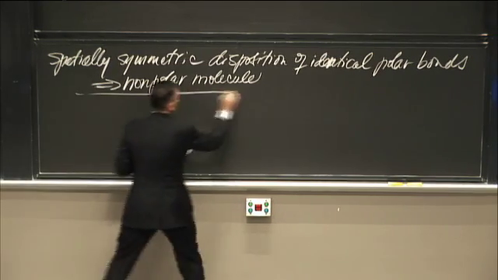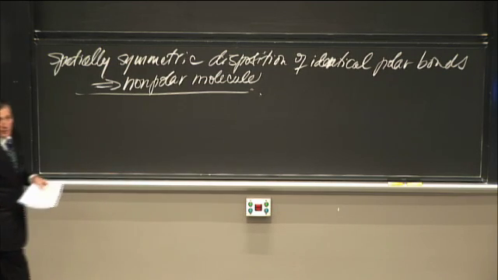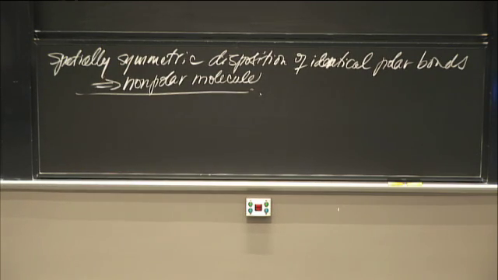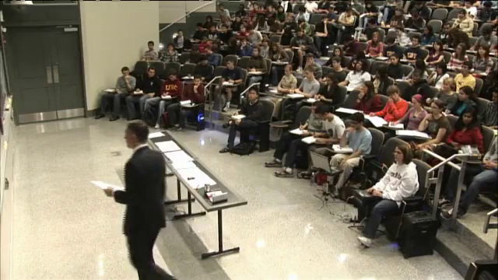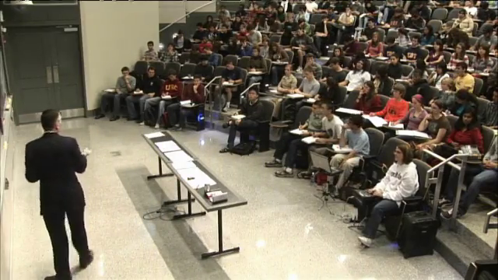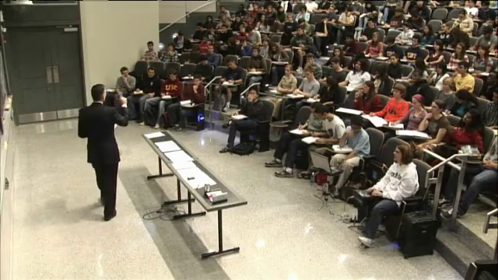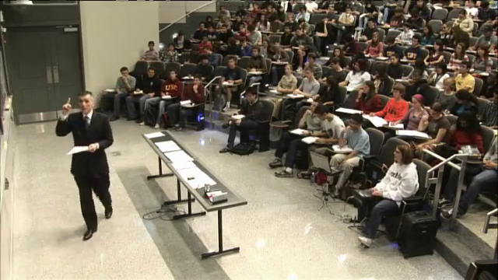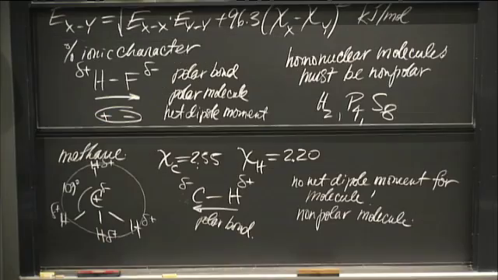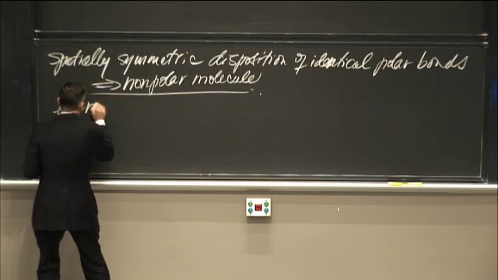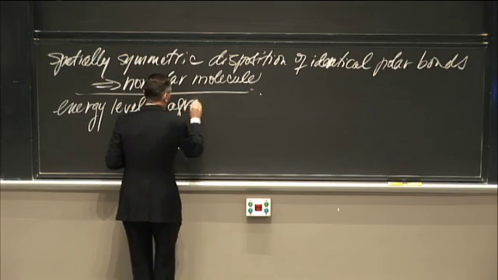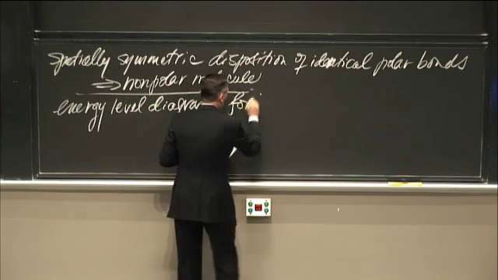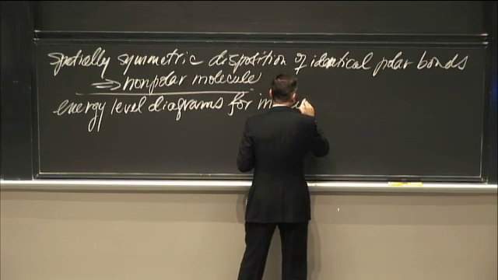So now it's time to move on. Now I want to look at covalent bonding from an energetic standpoint. I want to go back to energy level diagrams. We've looked at energy level diagrams in the past for atoms, single atoms. But now what I want to do is build energy level diagrams for molecules. So for that, we're going to go back to the Schrödinger equation. I want energy level diagrams for molecules.